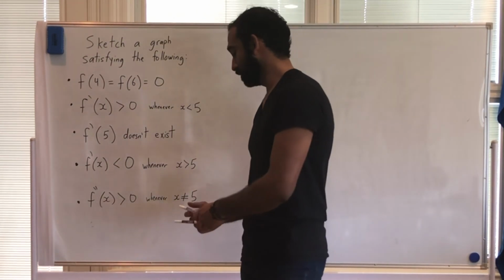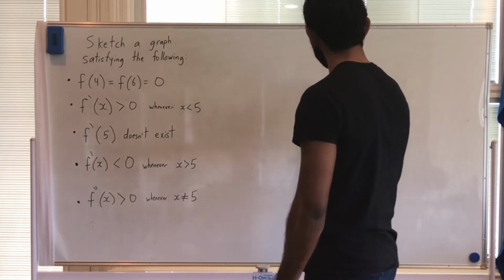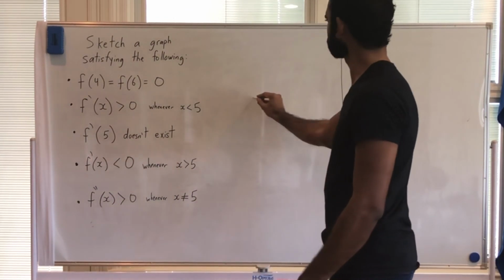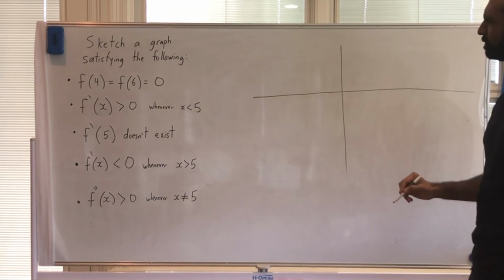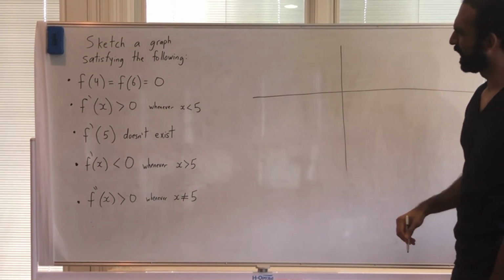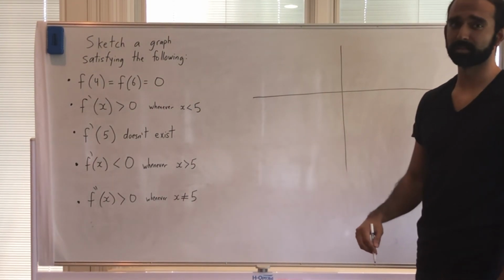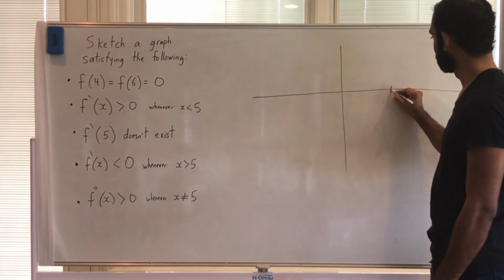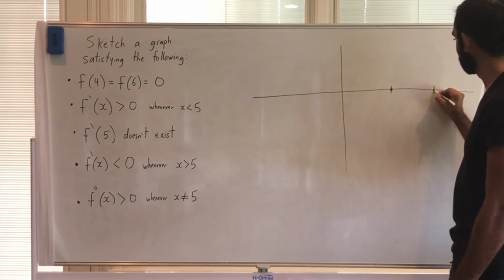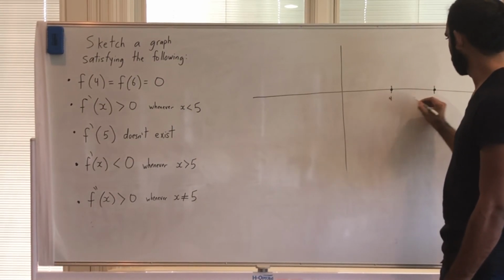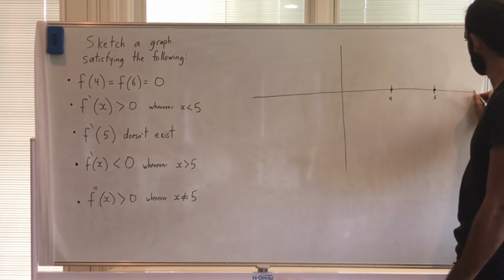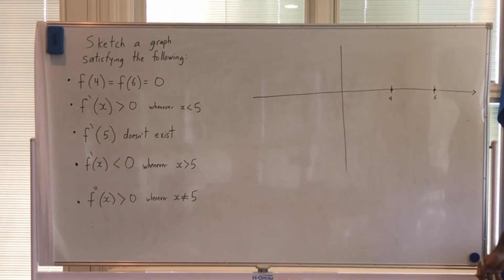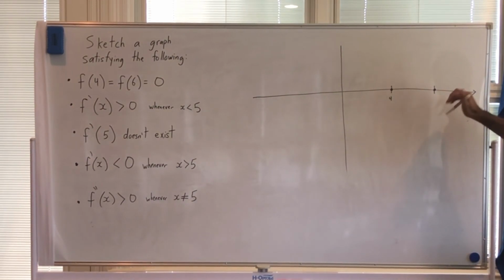Okay. Let's do this piece by piece. Let's start with the first one, the easiest one. f of 4 equals 0 and f of 6 equals 0, yes? So I know I have a dot here and a dot here. That's supposed to be a 6. Oh, that should be a 6.